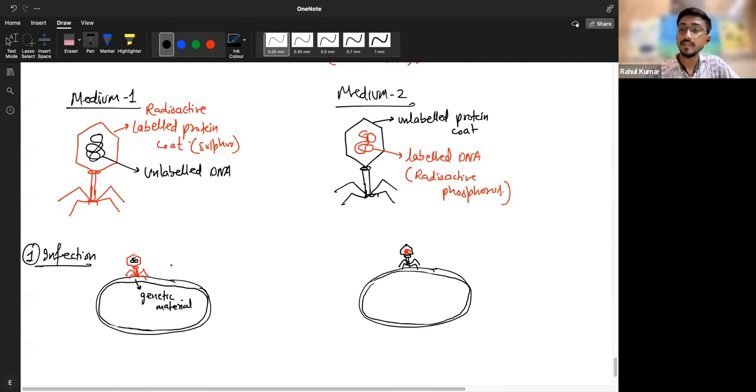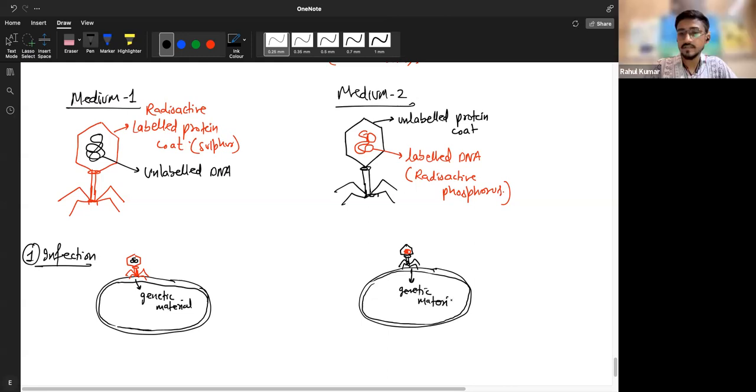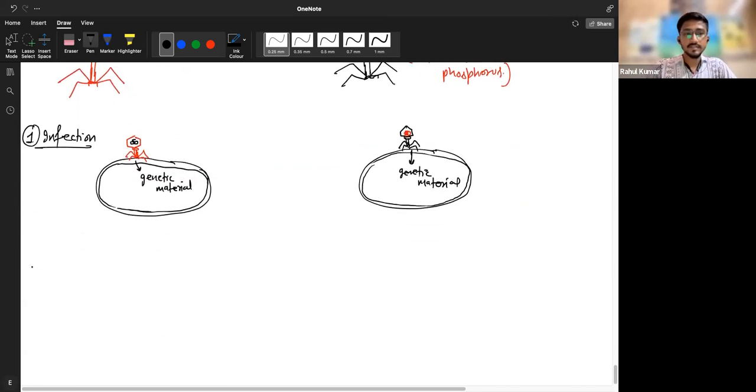Now, if the genetic material is protein, then in this first case, all the protein is labeled, right? So if there is any protein acting as genetic material, it will get injected inside. Yes or no? Yes, sir. In the other case, if DNA is the genetic material, the DNA will get injected inside. And after the infection, the second stage is blending.